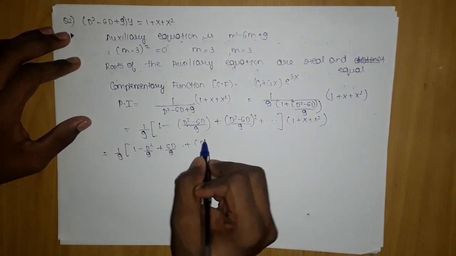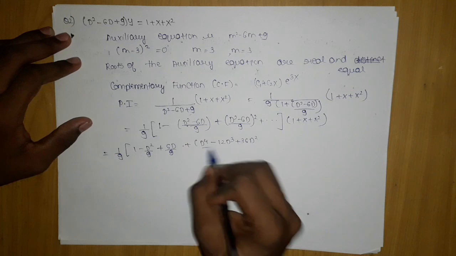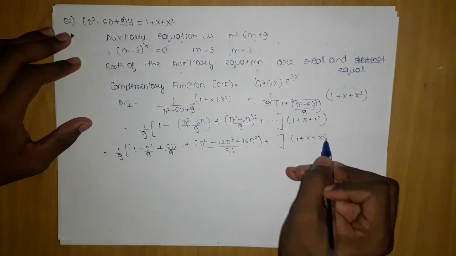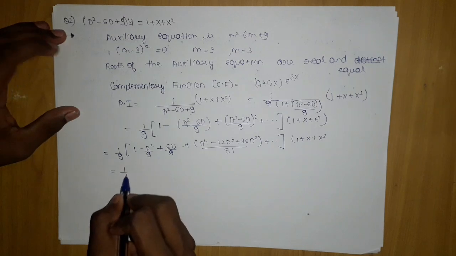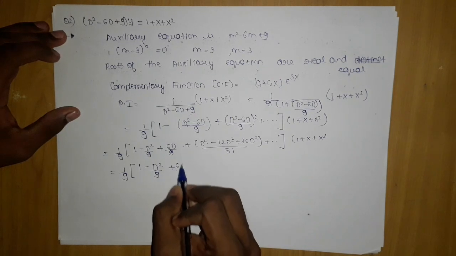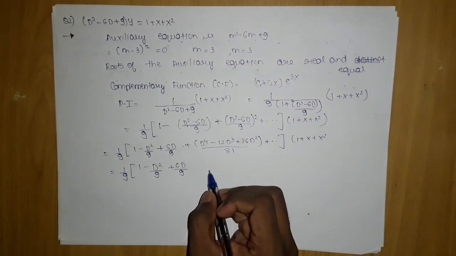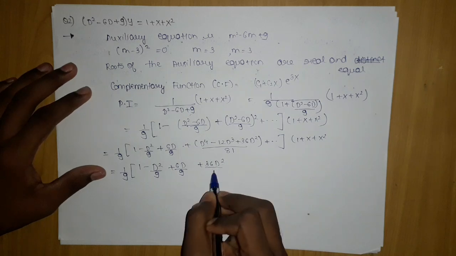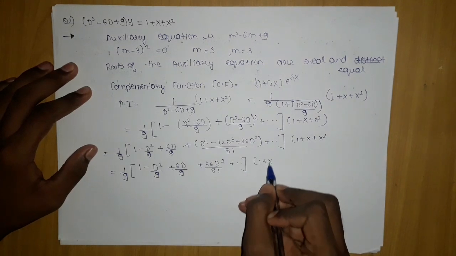If you open, you will get D power 4, 12D cube plus 36D square by 81, and so on, into 1 plus x square. We are going to consider this term only because it has power x square in it. So 1 by 9 bracket 1 minus D square by 9 plus 6D by 9. This term will be what? 36 by 81 plus 36 D square by 81, and so on, into 1 plus x square.